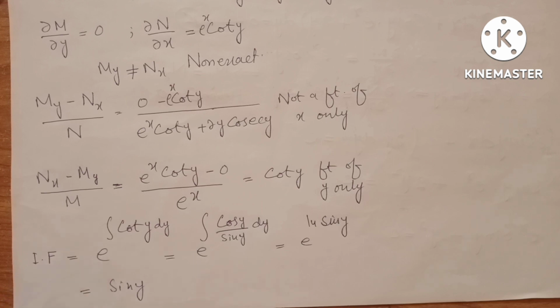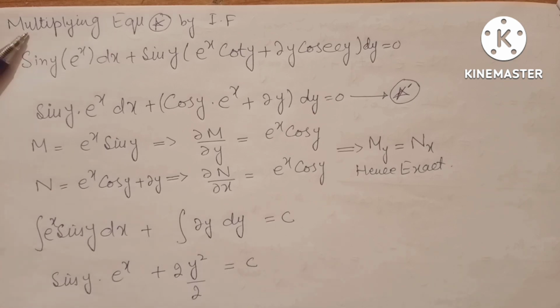So we will try to find the integrating factor. Integrating factor is equal to e raised to the power integral of cot y. Cot y can be written as cos y over sin y. Cos y is the derivative of sin y, so we will get e^(ln sin y). e and natural log will cancel each other and our integrating factor is sin y. We will multiply the integrating factor with equation (*), and that equation will become an exact equation. Multiplying equation (*) by the integrating factor, we will get this.